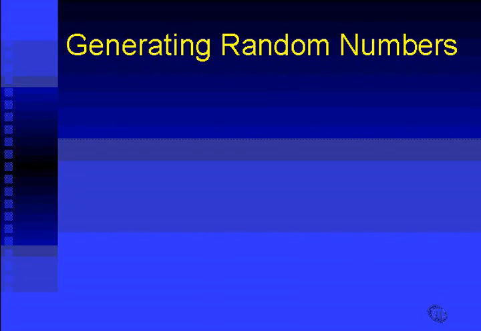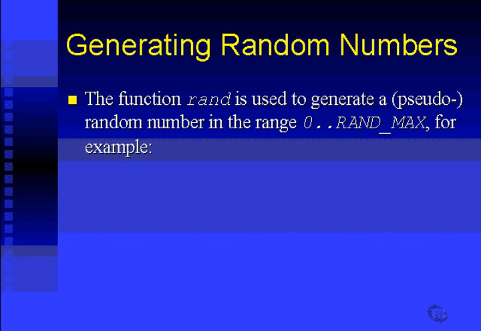The next and final set of standard C library functions we're going to look at in this chapter is a couple of functions used for generating random numbers. They can always come in handy, especially if you're writing games. So we've got a function called rand, R-A-N-D, which is used to generate a random number.